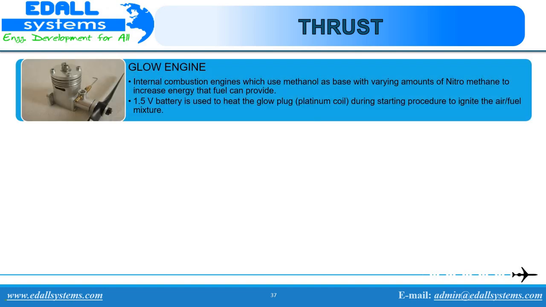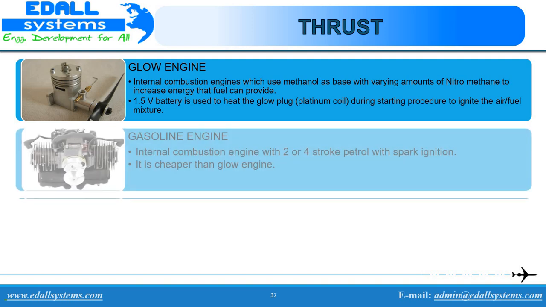Now, let us move to the types of engine. Glow engine. Glow plug is a durable, mostly platinum helical wire filament recessed into the plug's tip. When an electric current runs through the plug or when exposed to the heat of the combustion chamber, the filament glows, enabling it to help ignite the special fuel used by these engines.